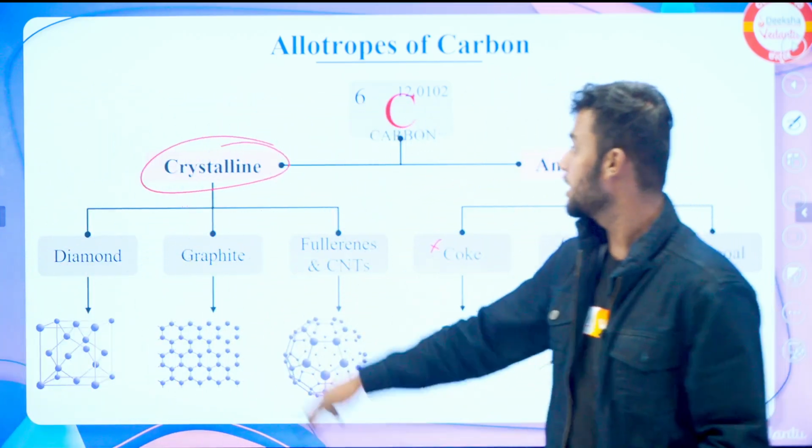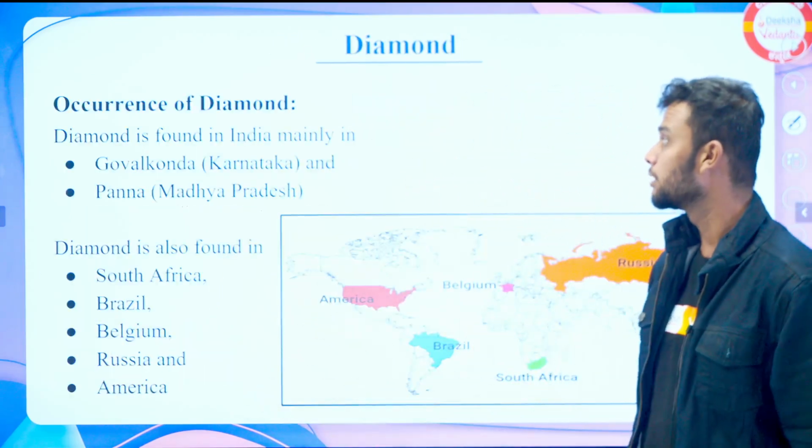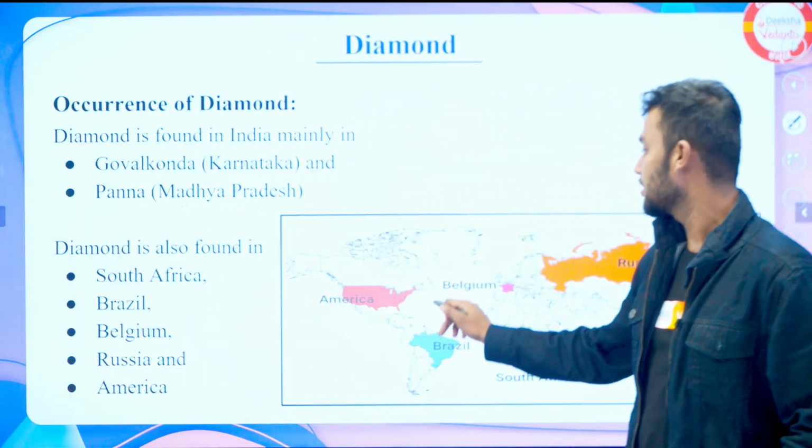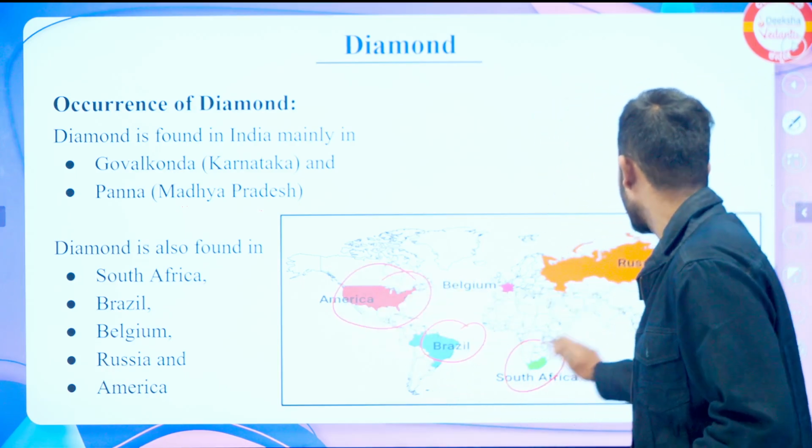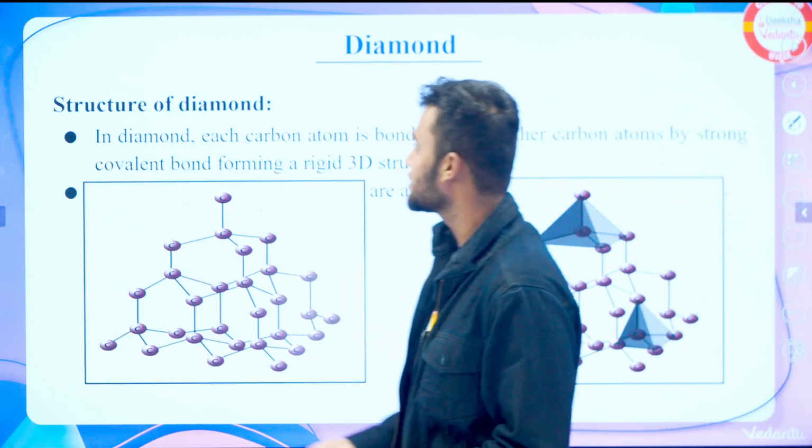In your syllabus, only crystalline is there. Please concentrate on the syllabus. Okay. Occurrence of diamond: in these countries, diamond is there. America, Brazil, South Africa, Russia, Belgium. In many countries, diamond is there.